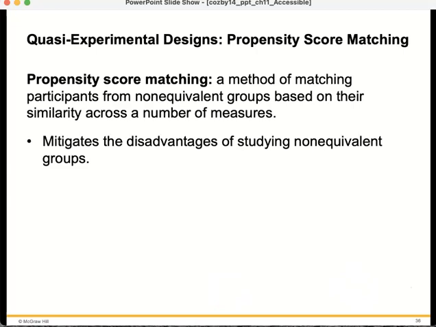Propensity score matching is a method of matching participants from non-equivalent groups based on their similarity across a number of measures. Okay, so for example, people who decide to attend an alcohol screening event may differ from those who are interested in a health screening. Perhaps people at the health screening are in fact healthier than the alcohol screening participants. To make these groups equivalent on a variable such as health is to match participants on a measure of health. Okay.